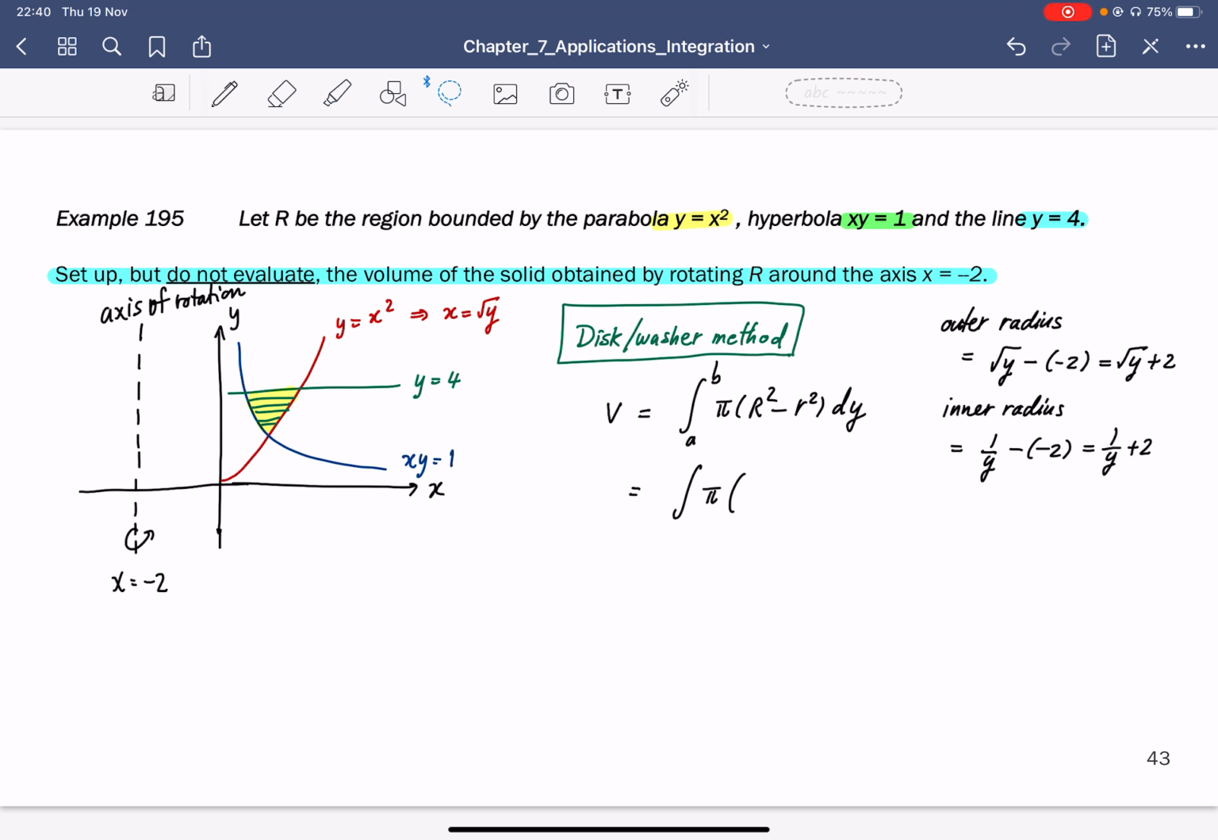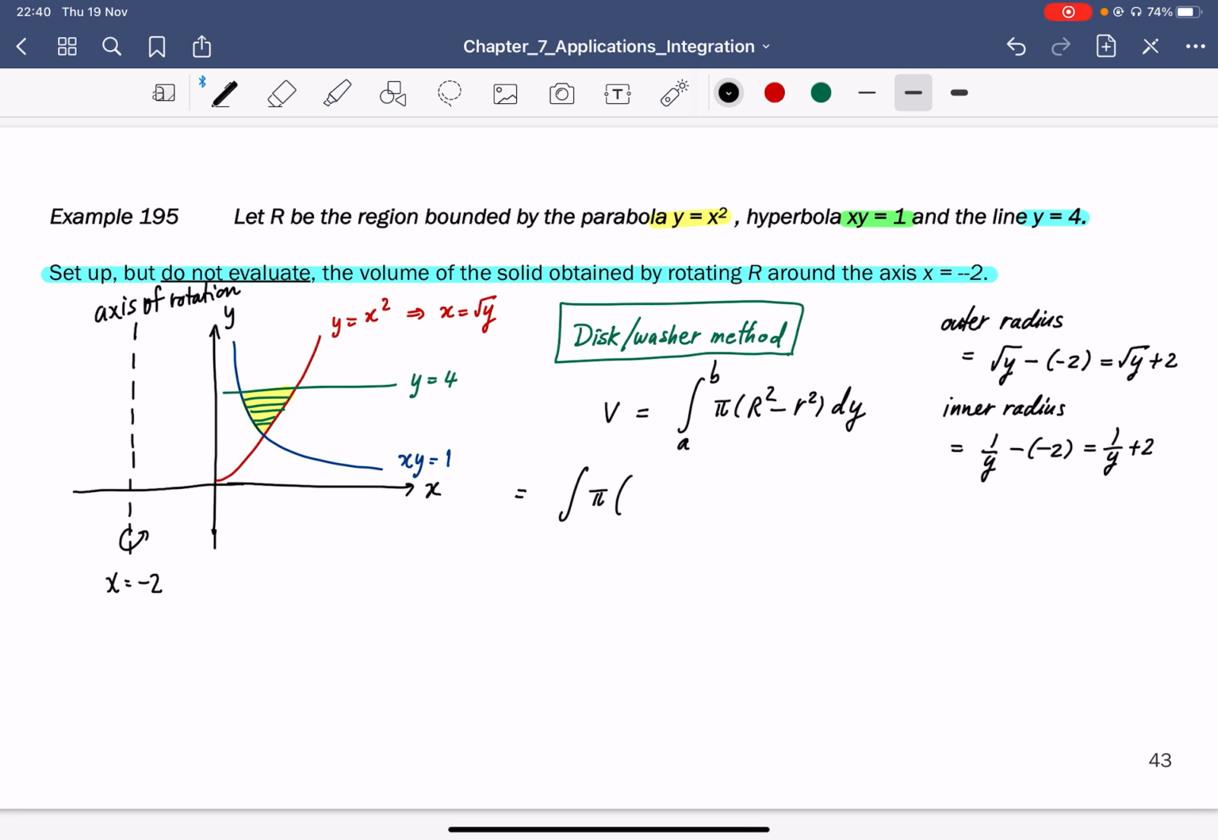All right, so this washer method is going to give you the integral from something to something of pi times the big R, which is now square root y plus 2, squared, minus small r, which is 1 over y plus 2, squared, dy. And then what is going to be your lower bound and upper bound of the integration? So we have to find the intersection. I'm going to do it here.